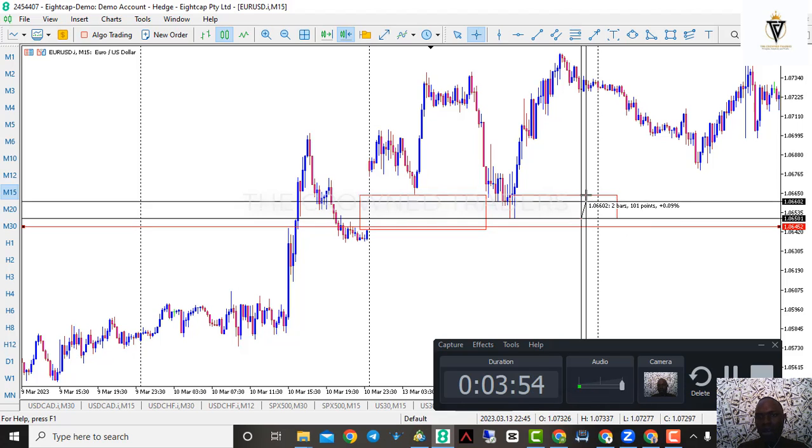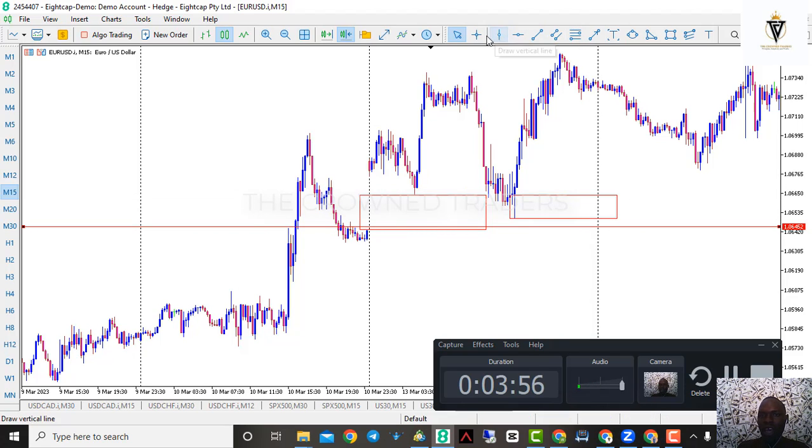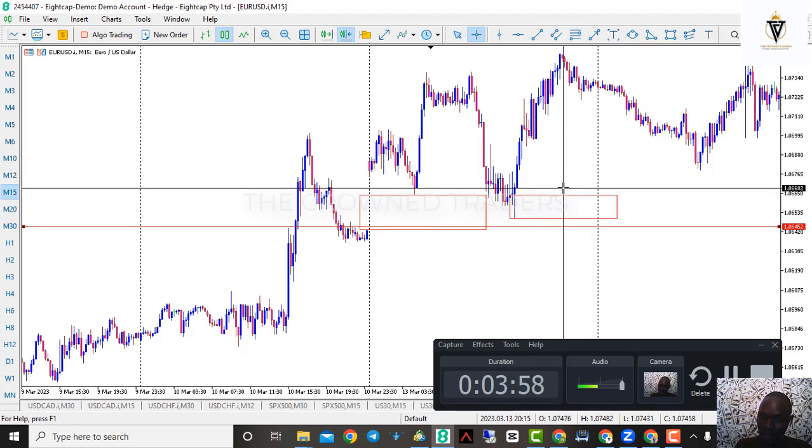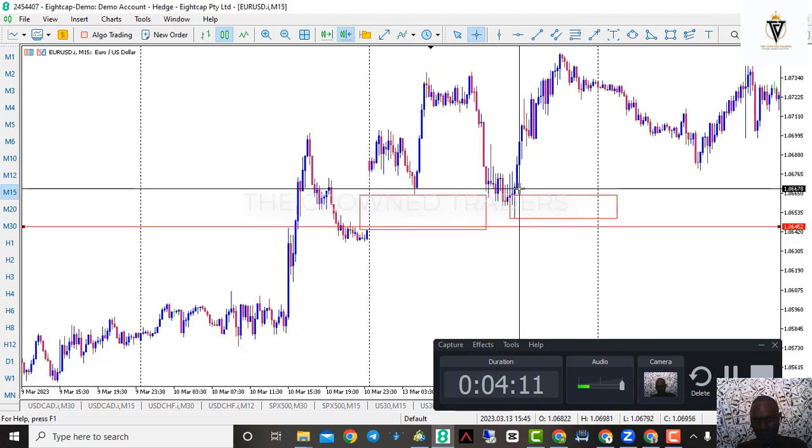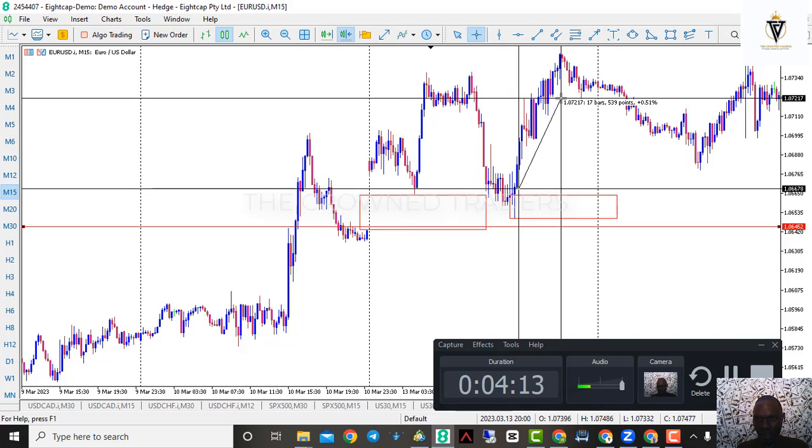Nothing more, nothing less. My take profit now will be, I'm taking the trade immediately the pin bar has formed. So my entry is the next candle, which is this, and my take profit will be 20 pips after the entry. So I have 20 pips.